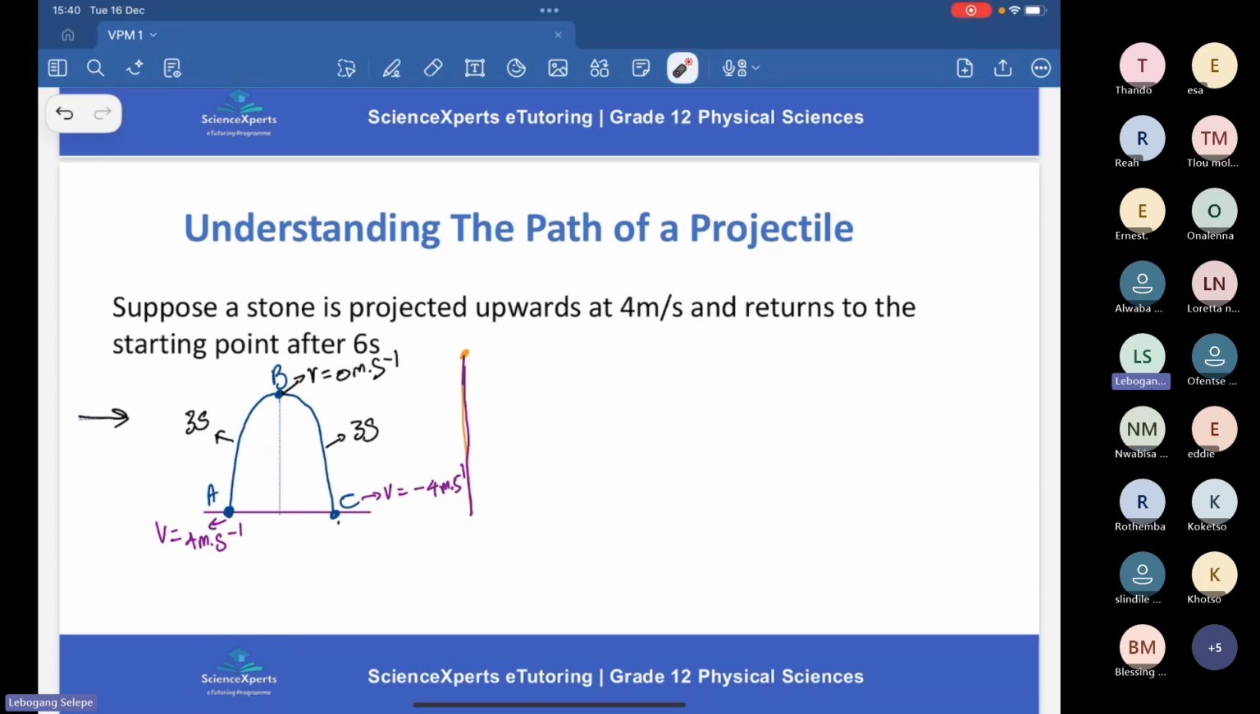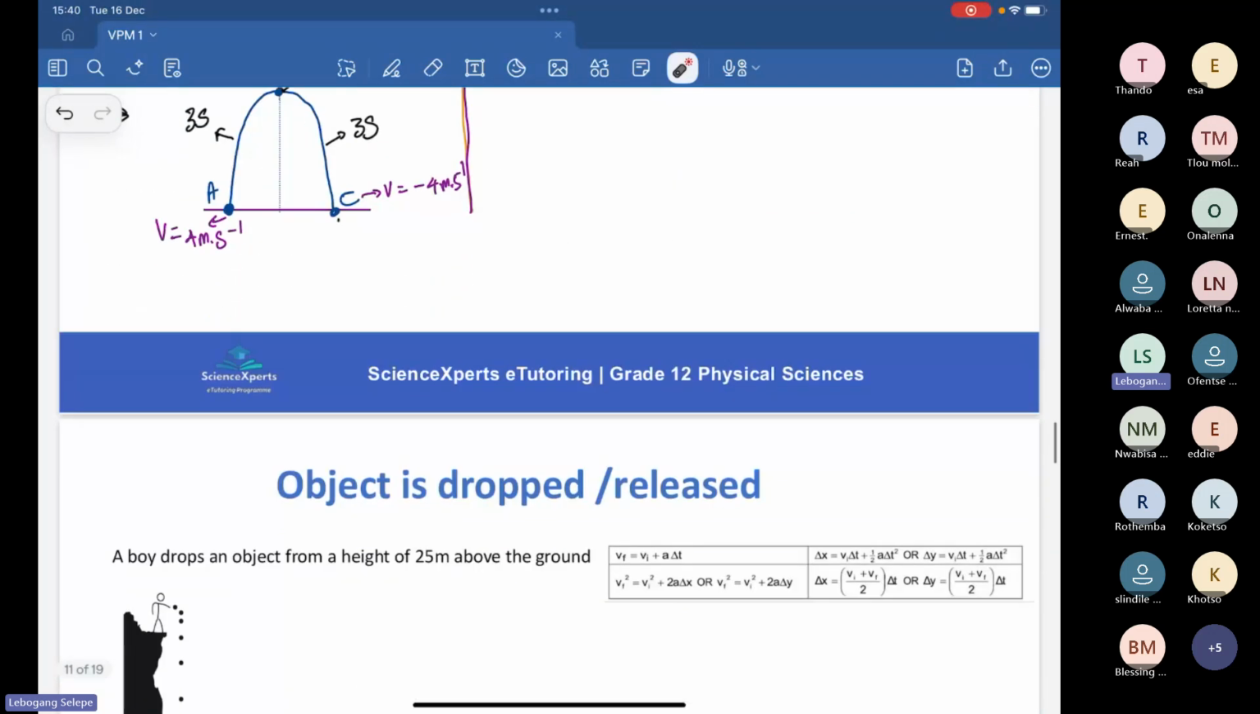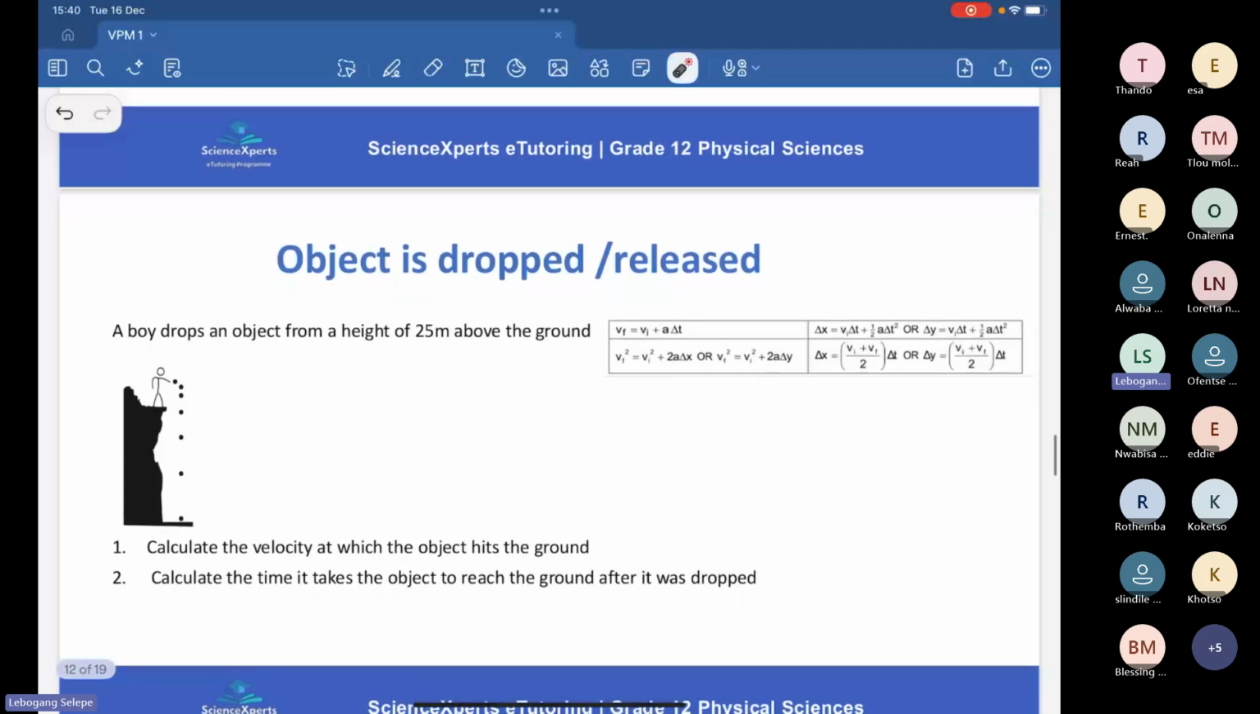Yes, sir. So always name your points using letters like this. Even if it means using numbers, you can simply say that this is 1, this is 2, this is 3. You can also do that, but I prefer letters. All right, so now let's take a look at different scenarios, right?